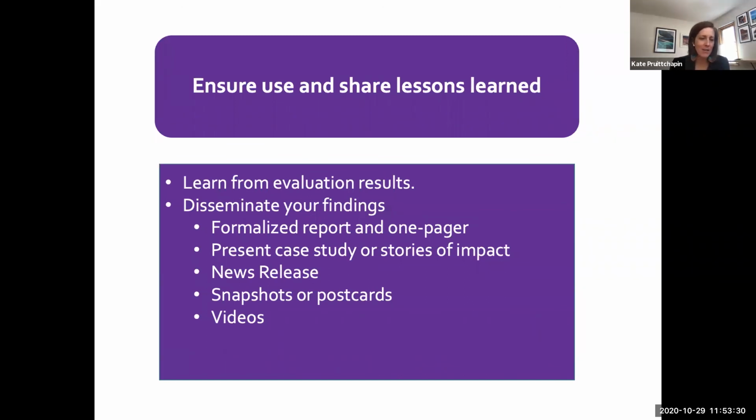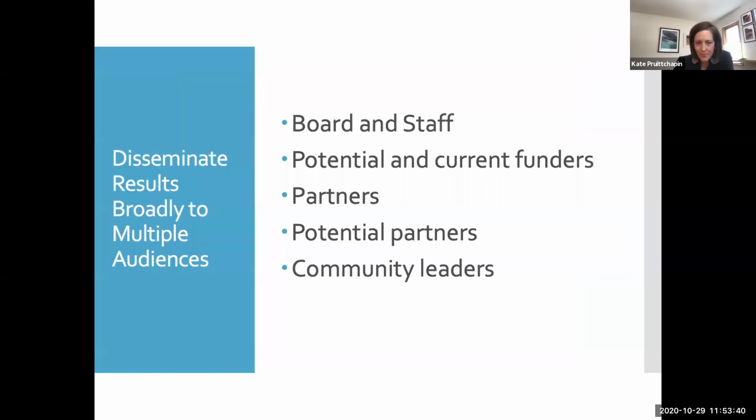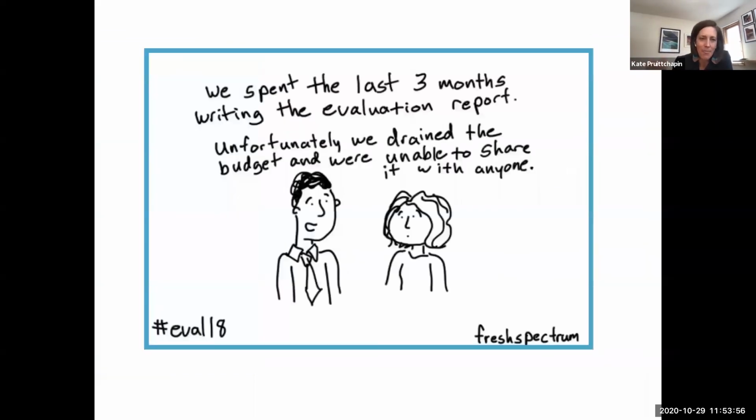You can also disseminate using a press release or a letter to the editor, snapshots, postcards, videos. There are so many creative ways to share your findings. And you're thinking about who your stakeholders are and how to become strategic. Like, we think that this foundation is a potential funder for us in the future. Let's send them our report. Let's invite them to our presentation.